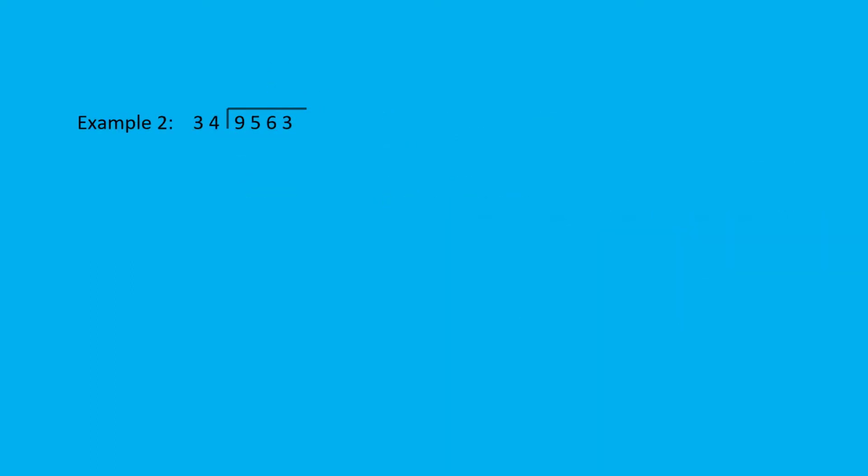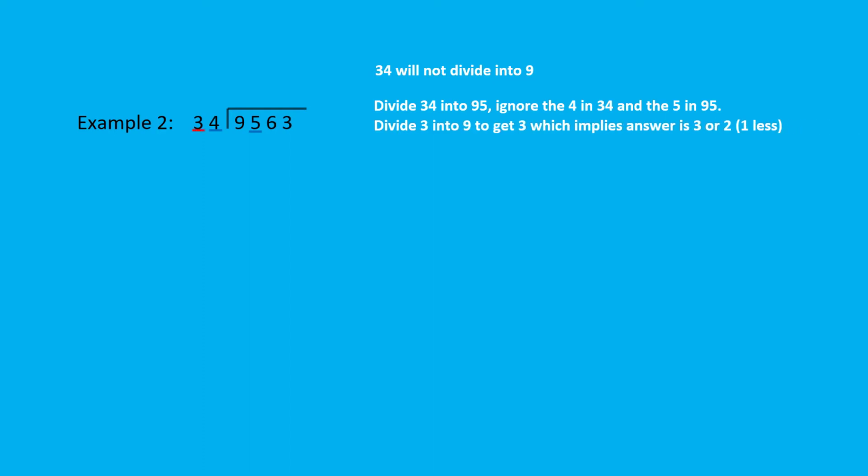Example 2, 34 into 9,563. 34 will not divide into 9. Divide 34 into 95. Ignore the 4 in 34 and the 5 in 95. Divide 3 into 9. Get 3 or 1 less, 2. Decide on a value. Choose 2. Multiply. We get 68. Subtract, 27.